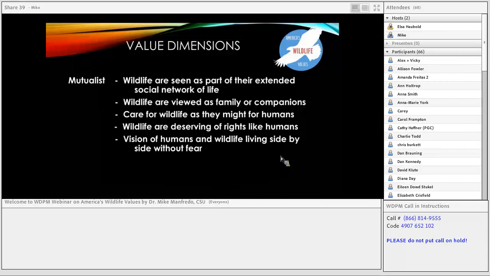The mutualist value dimension is the opposite one, which I just described. In that, wildlife are seen as part of an extended social network of a person's life. Wildlife are often viewed as family or companions. People wish to care for wildlife as they might for humans. They're deserving of rights like humans. And there's this vision of humans and wildlife living side by side without fear. So, when I pose these two alternative visions, I'm not saying one's right or one's wrong. I'm saying this is how the public thinks.